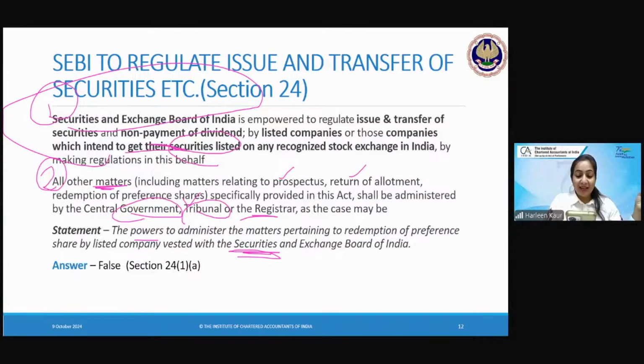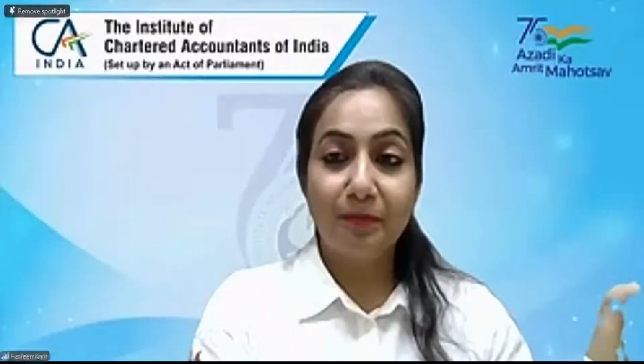Thank you so much. Again, you are writing correctly: SEBI will not take care of this. Redemption of preference shares and other such things, the Government, Tribunal, and Registrar will be taking care of. So that is how the MCQs can come. Minute details which are given in the chapter, MCQs can come from.